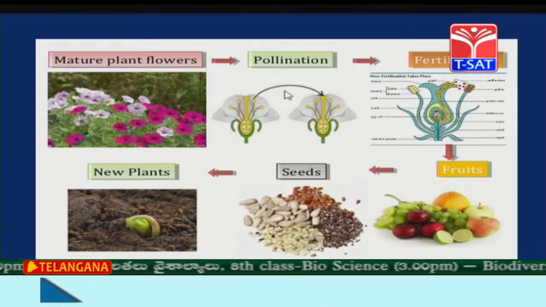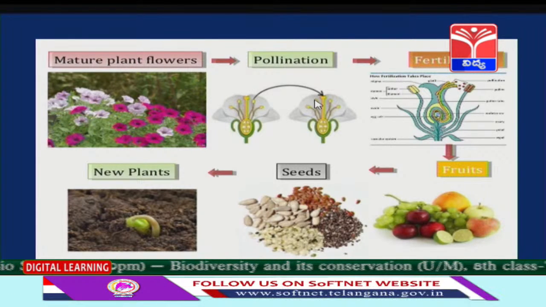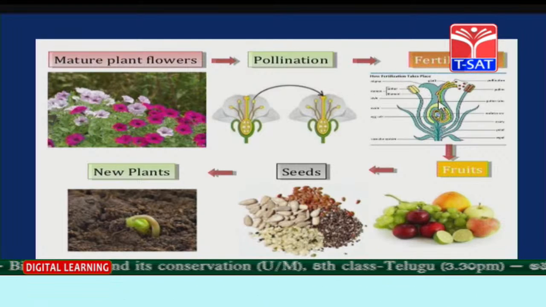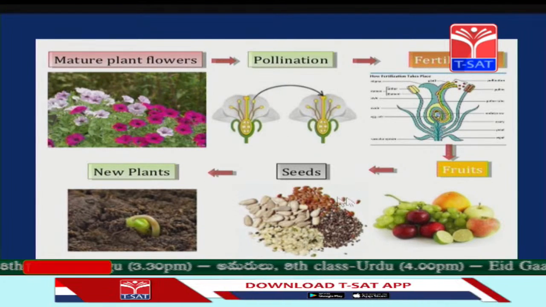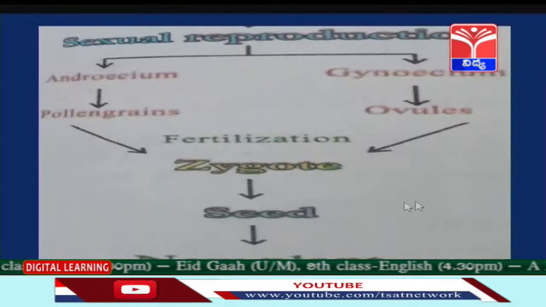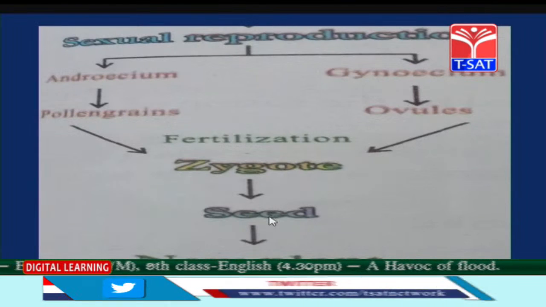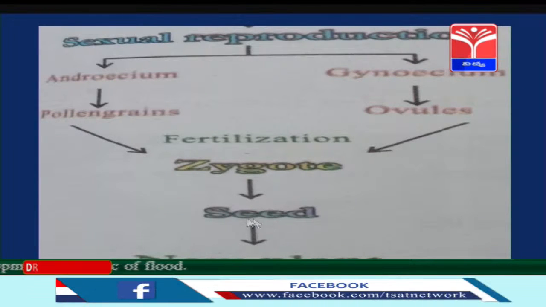The first process is pollination, that is, transfer of pollen grains from the anther to the stigma. Then fertilization takes place, and after fertilization, what happens? Fruits will be formed. The ovary which is present develops into fruit, and inside the fruit, seeds are present, that is, the ovules develop into seeds.